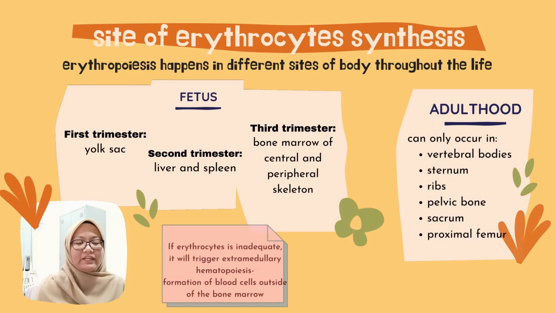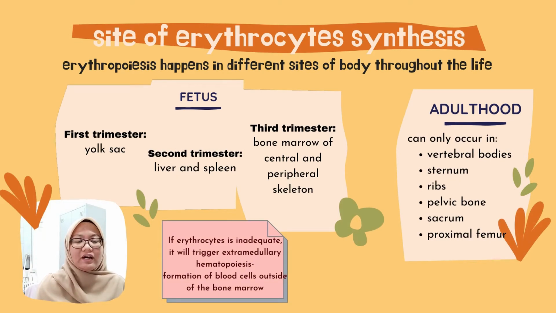Okay, now let's take a look at the erythrocyte synthesis. Erythropoiesis can take place in different sites of our body throughout life. So for the fetus, in the first trimester, the production is in the yolk sac. The second trimester is in the liver and spleen. The third trimester is in the bone marrow of the central and peripheral skeleton. While in adulthood, it can only occur in vertebral bodies, sternum, ribs, pelvic bone, sacrum, and proximal femur.